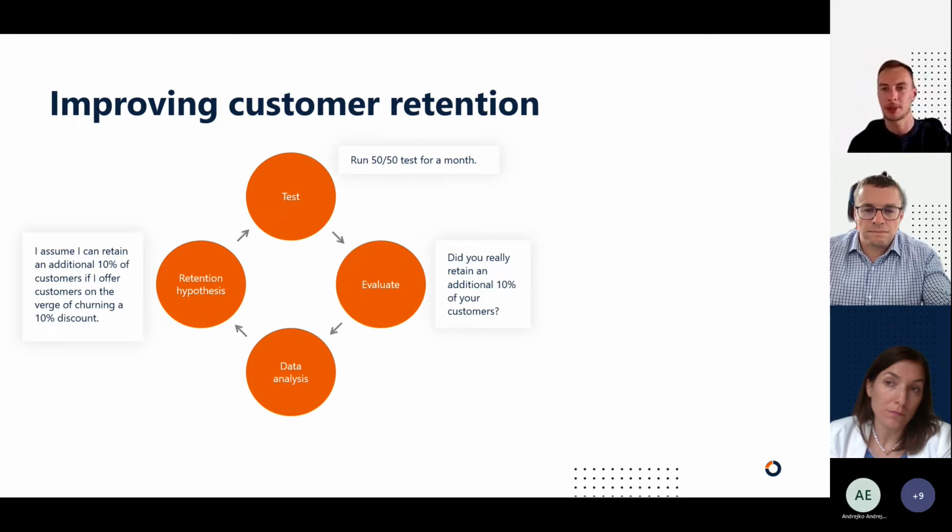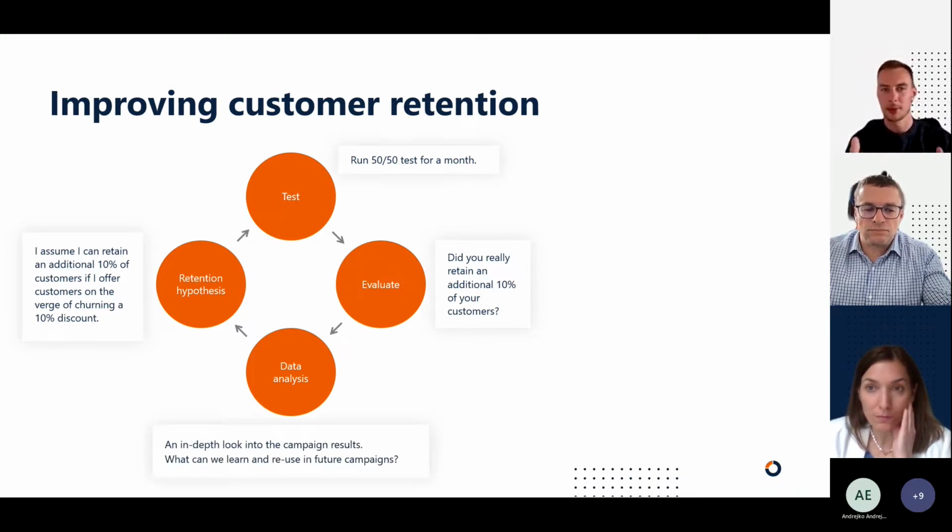We need to go deeper into the data and find why. Like what was the reason that we managed to do that or did not manage to do that. So in the data analysis, we want to do this in-depth look, and we want to find out which parts of the campaign we want to reuse in the future and which we want to omit at all because they are not bringing any value.